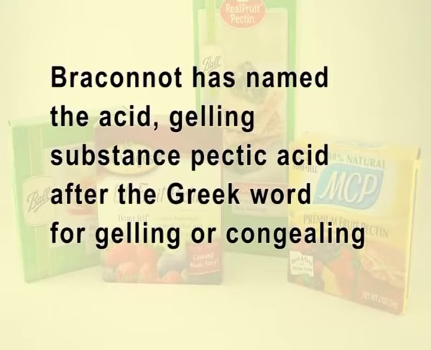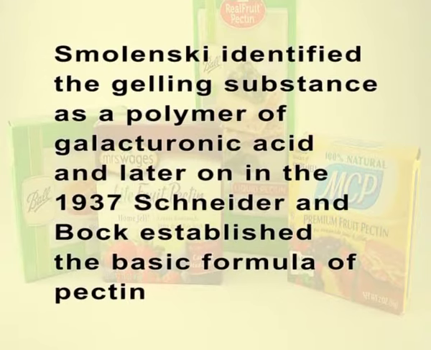Until 1984, there were no further reports available on pectins, and later the scientist Braconnet undertook work on it. He named the acid gelling substance pectic acid, after the Greek word for gelling or congealing. Further, Smolensky identified the gelling substance as a polymer of glucouronic acid, and later on in 1937 Schindler and Bock established the basic formula of pectin.